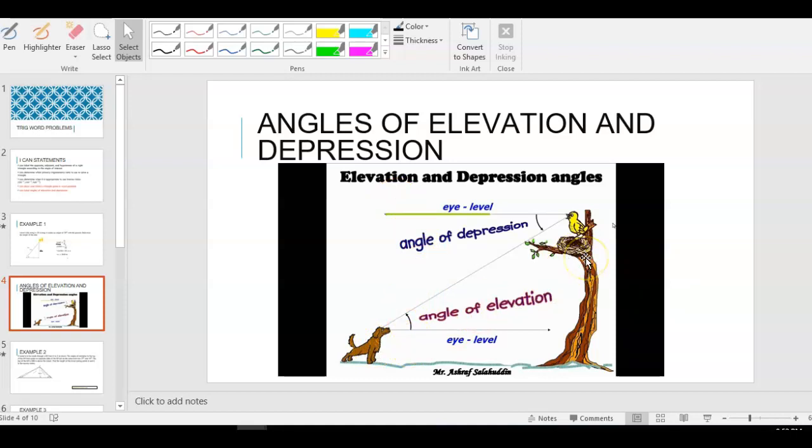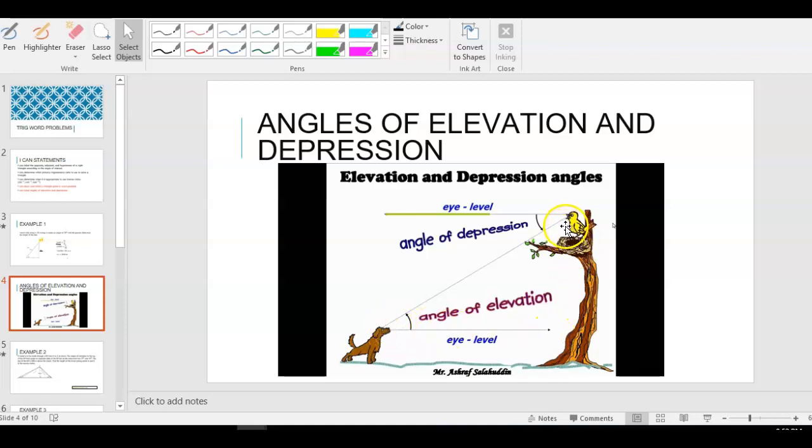Let's look at this picture here. We have a dog looking at the bird up on the tree. The angle of elevation is the angle created by the line that connects the view from the dog to the bird with the horizontal line from the eyes of the dog. Okay, from the eyes, not from the ground. So the angle is created by the line that connects the eyes of the dog with the bird, with the horizontal line from the point of view.